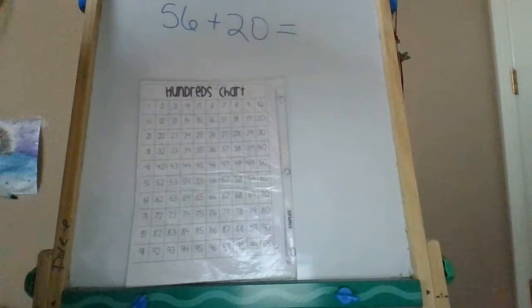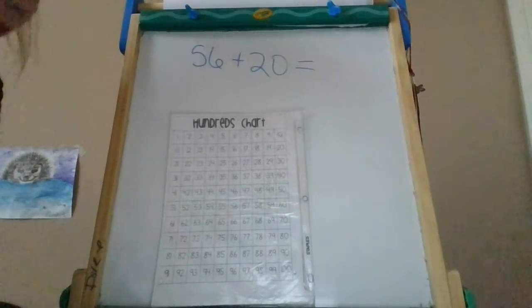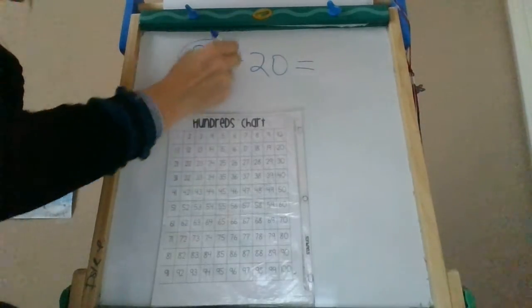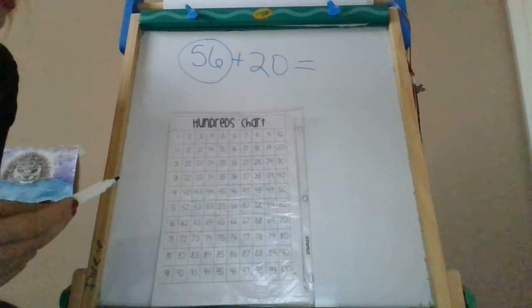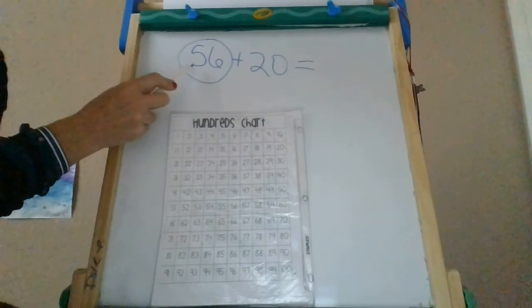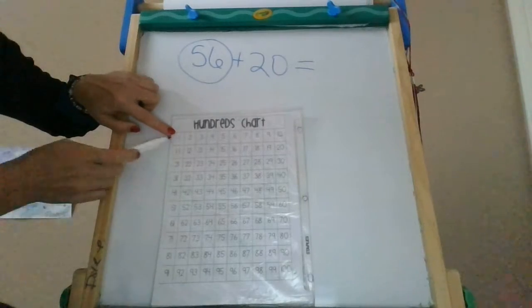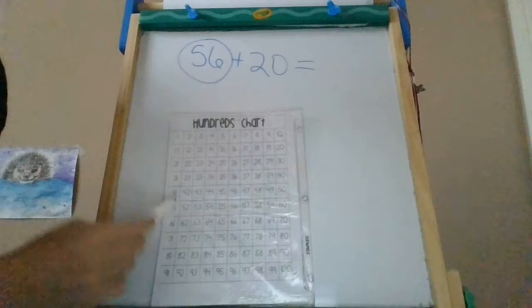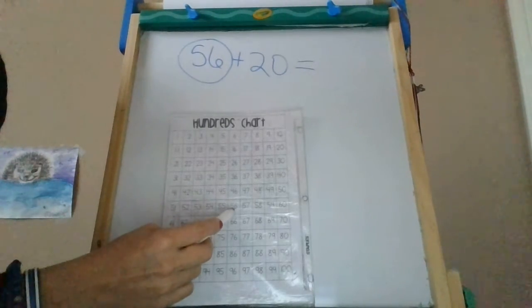So the first thing we need to do when we're looking at 56 plus 20 is we need to locate the biggest number, 56, on our hundreds chart. In order to find 56, I'm going to look in my 50s. This first column on your hundreds chart is a good indicator of where to find all of our numbers in the 50s. So if you find 51, you know you can go across that row to find 56.